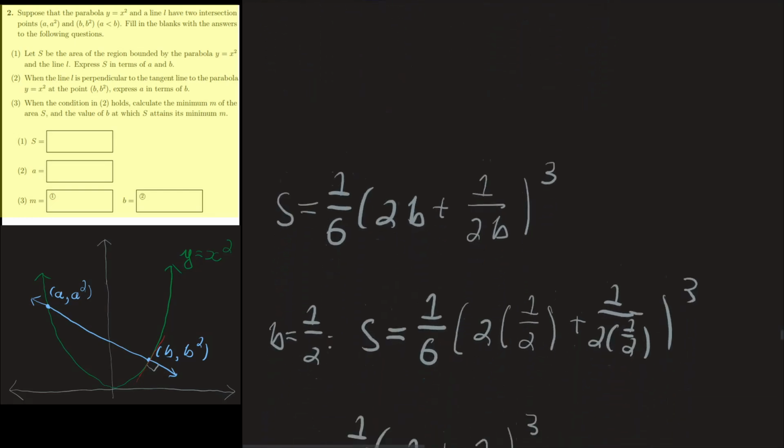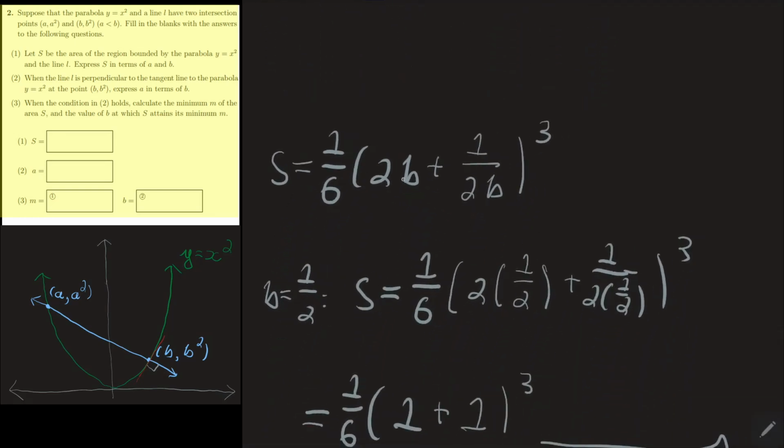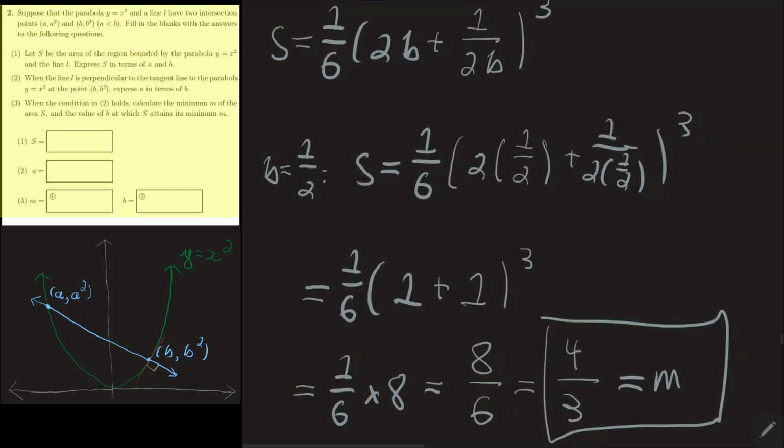So we plug in b equals 1 over 2 in our area. And then after a little bit of simplifying, you end up with 1 over 6 times 1 plus 1 cubed. That's 1 over 6 times 8, which is equal to 4 over 3, and that is our minimum area M, which is what the question is looking for.